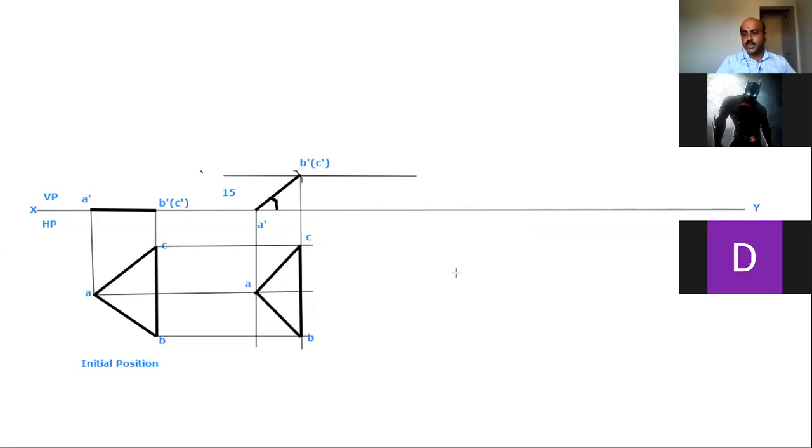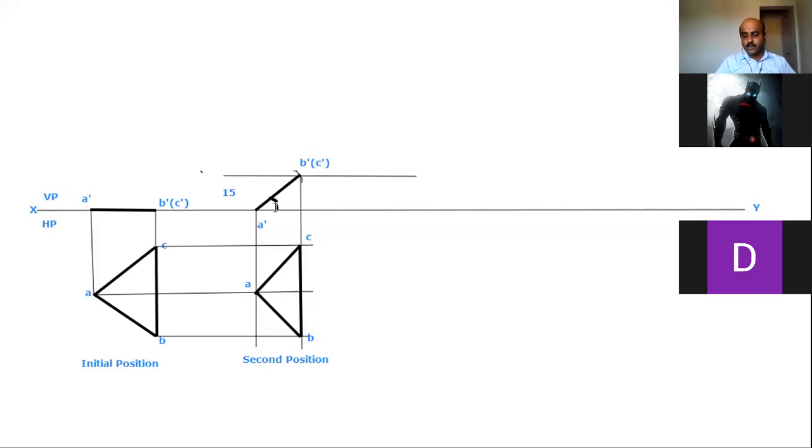This is the second position, where we are satisfying the condition that the lamina is inclined in such a way that the side opposite to the corner on which it rests is at a distance 15 millimeters above HP. So this is the second position we are satisfying. One thing you have to measure is this angle. This angle you need to measure with respect to HP. This is what the last statement says: determine the inclination of the lamina with respect to the reference plane.